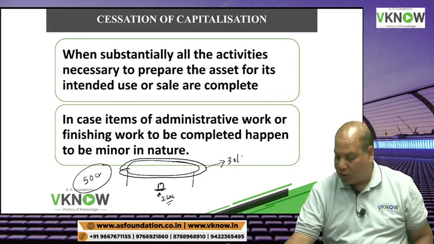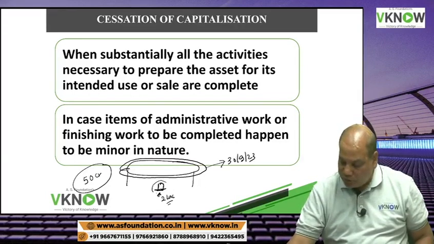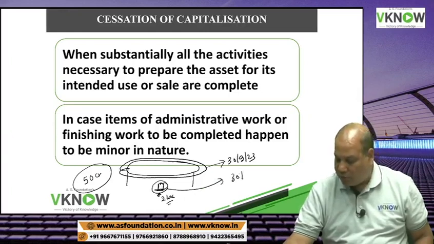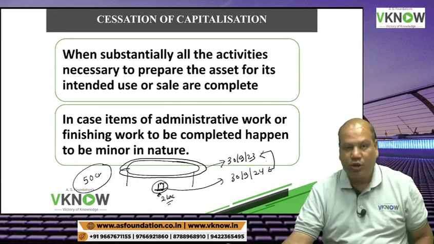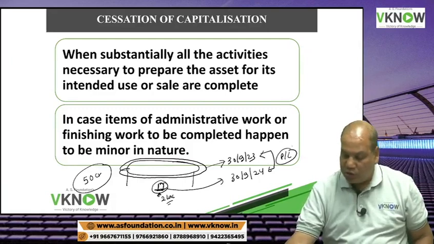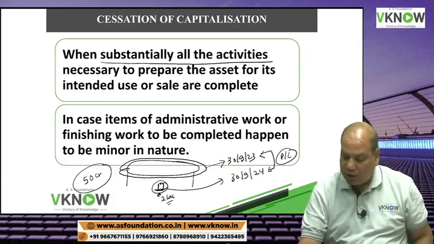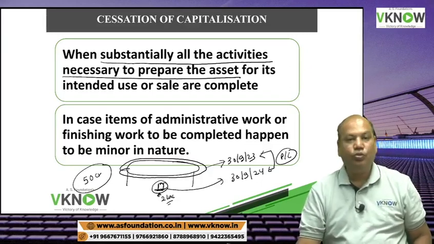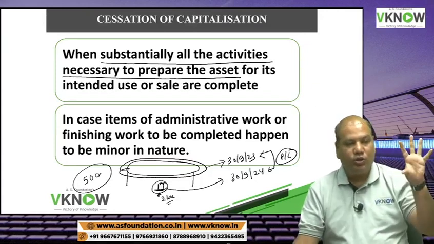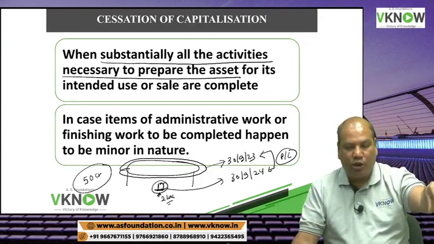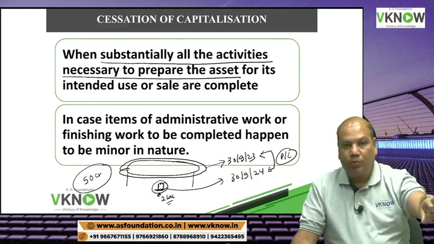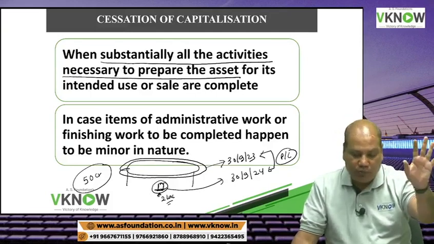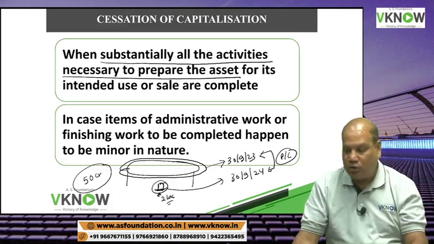Stadium was ready on 30th September 23. This gate was installed on 30th September 24. What happens to the borrowing cost incurred between these two dates? The answer is P&L account. The logic is the same. Substantially all the activity necessary to prepare the asset for its intended use or sale is complete. So just by keeping some small item pending, you can't keep on capitalizing the borrowing cost for a very long time. The standard setters are also smart.